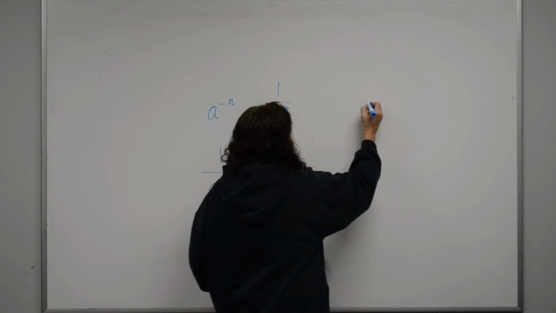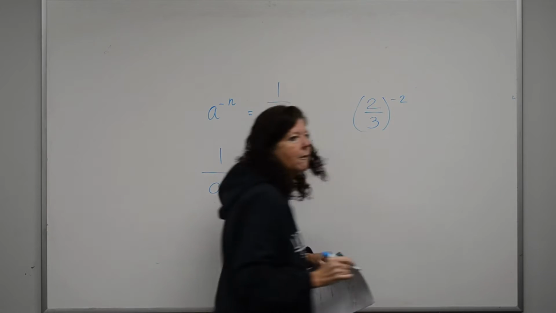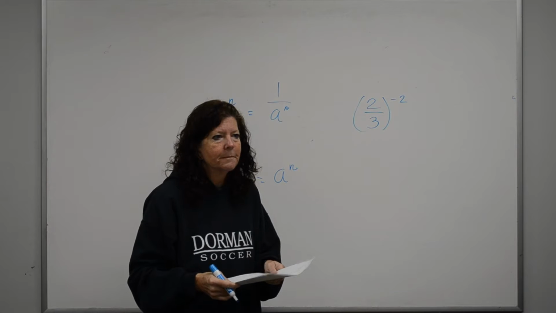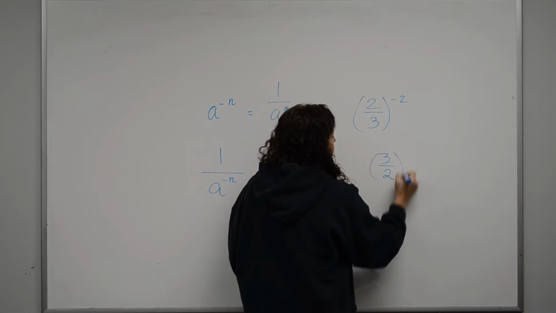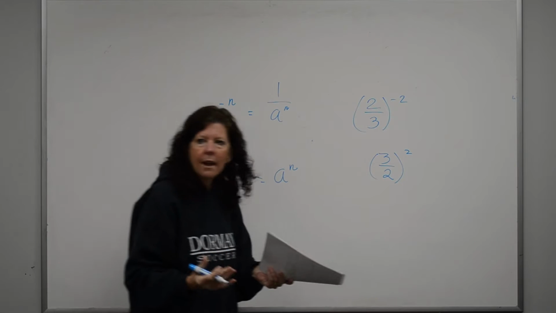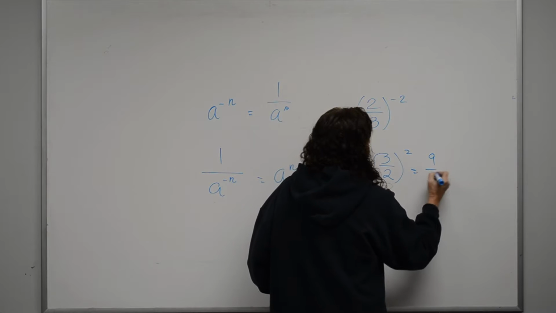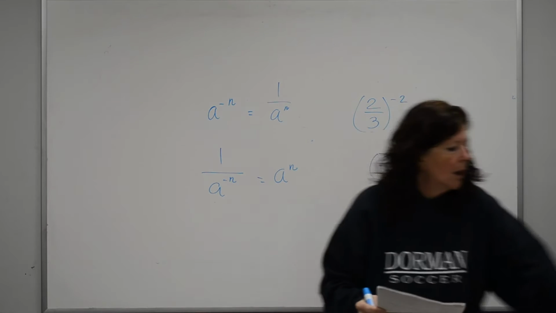We talked about if I had like negative 2/3 to the negative second power, what's the easiest way to do this? If I have a fraction, flip it. When I flip the fraction, it gets rid of that negative. Then I proceed and go, oh, that's 9/4, and then I do the problem itself.